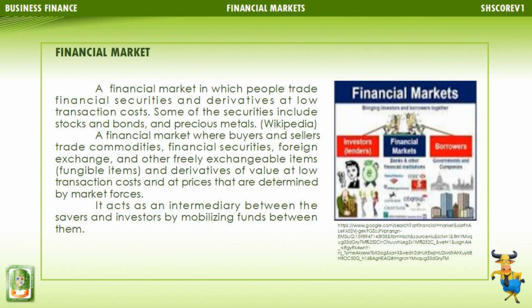Financial market. A financial market is a market in which people trade financial securities and derivatives at low transaction cost. Some of the securities include stocks, bonds, and precious metals. It is a market where buyers and sellers trade commodities, financial securities, foreign exchange, and other freely exchangeable items and derivatives of value at low transaction costs and at prices that are determined by market forces. The financial market acts as an intermediary between the savers and the investors by mobilizing funds between them.